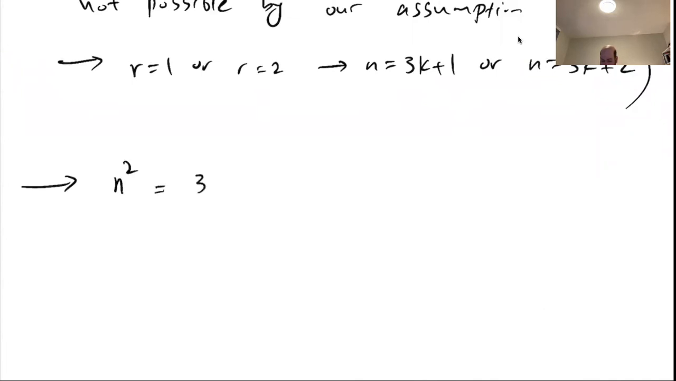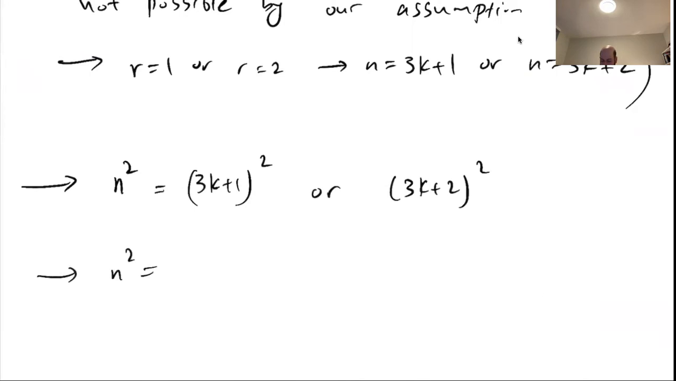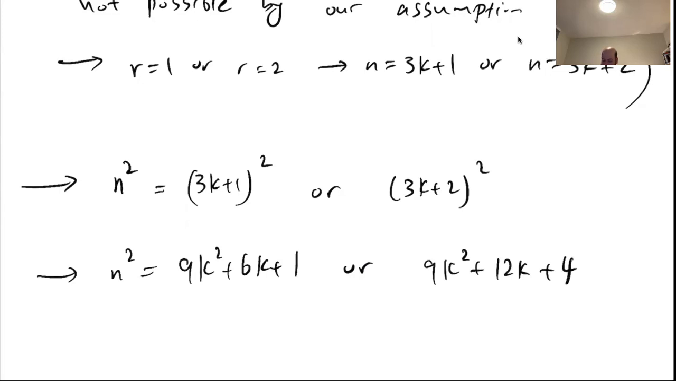So n squared is (3k plus 1) squared, or (3k plus 2) squared. So just use the identity, (a plus b) the whole squared: 9k squared plus 6k plus 1. And this will be 9k squared plus 12k plus 4.